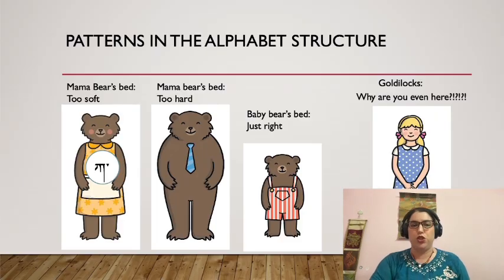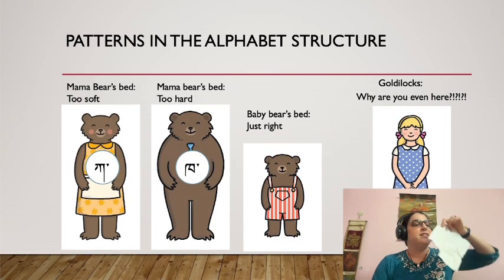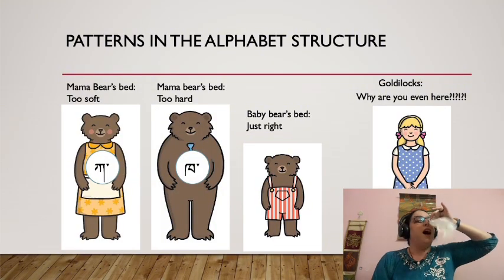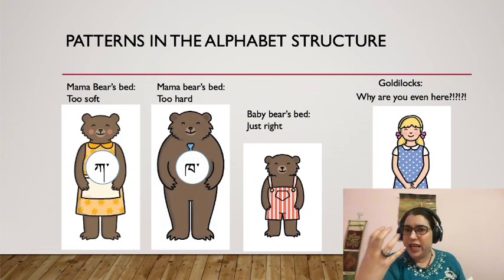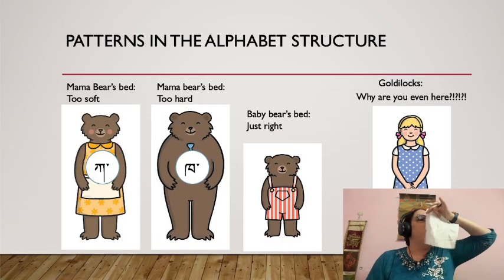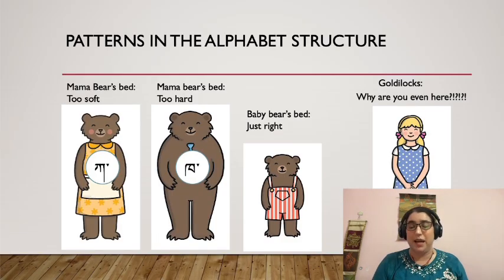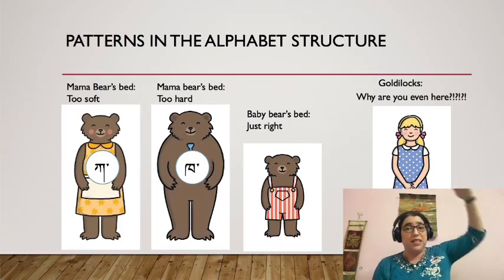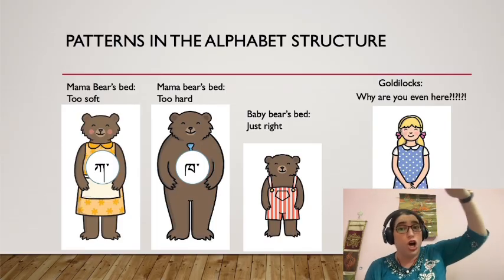Papa Bear's bed is too hard. So that is kha, kha. It's really hard. You really aspirate it very strongly. See how far the tissue flutters. Kha, kha. You should be clenching your stomach. And this is also high tone because Papa Bear is also tall.